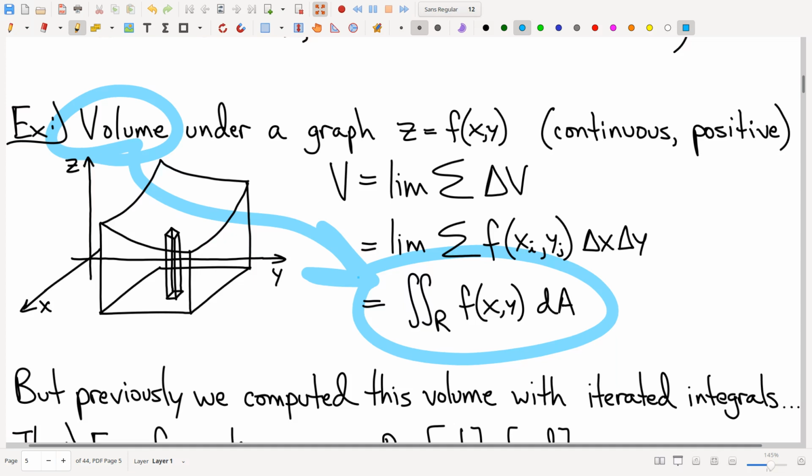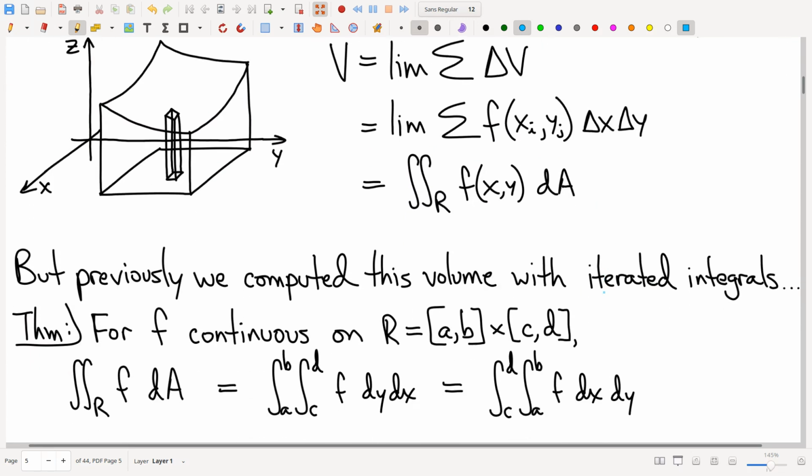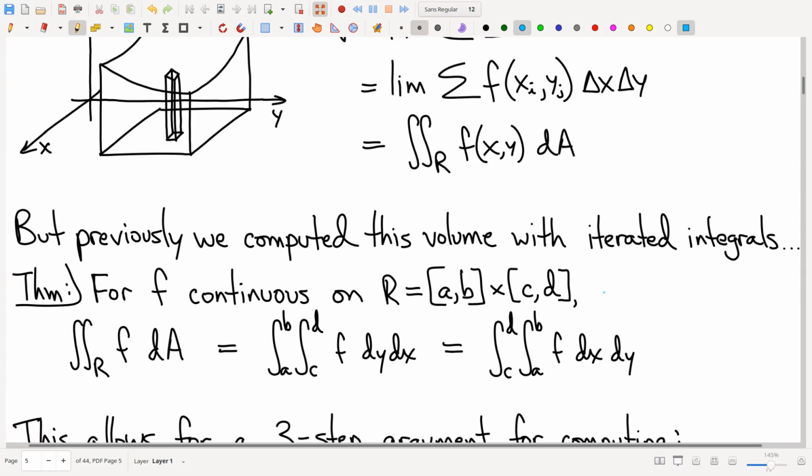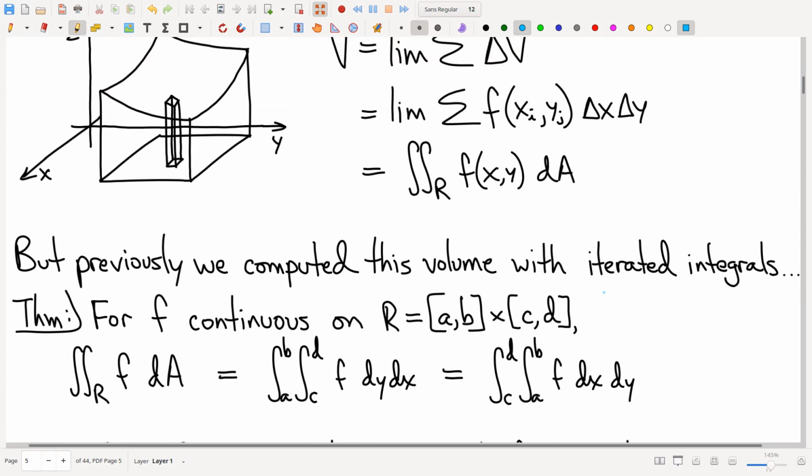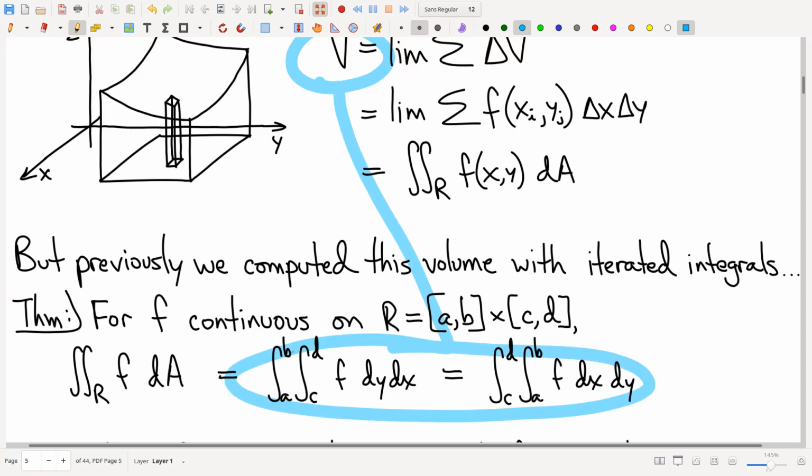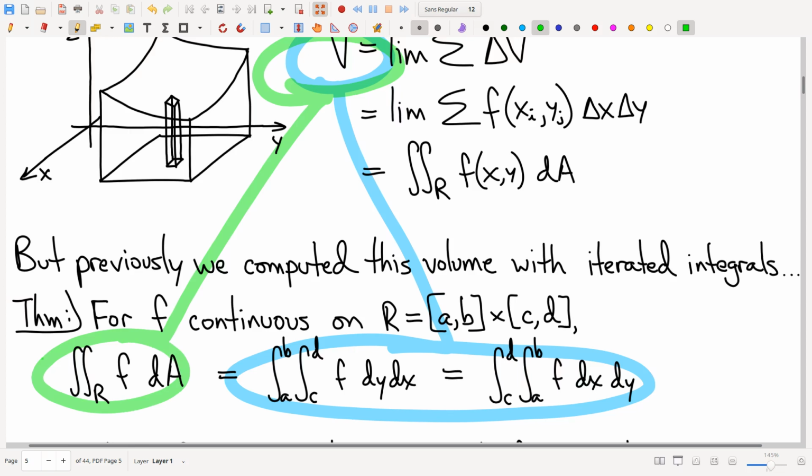Okay, so here's how we can turn that around, though. Don't forget, we've already argued that volume can be computed with either one of these iterated integrals. We have now shown that that exact same volume could be computed with a double integral.